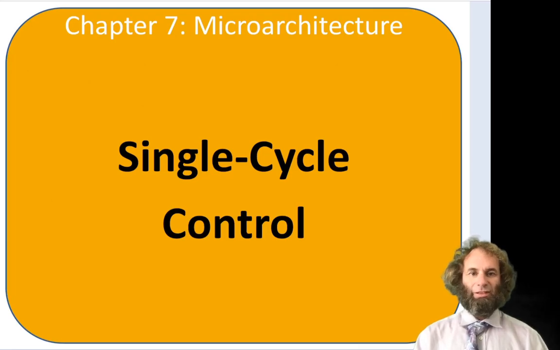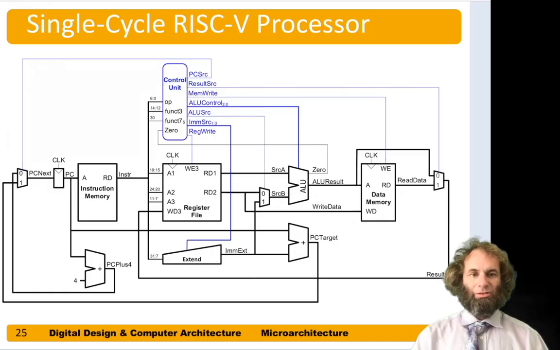Hello! In this video, we'll design the controller for the single cycle processor. So let's take a look back at our data path. Data path began with the architectural state, the program counter, the register file, and the instruction and data memory. To that, we added an ALU to do the math. We added a sign extender to get the immediate. We added a couple adders for PC plus 4 and PC plus branch offset. And then we added some multiplexers to choose among possible inputs.